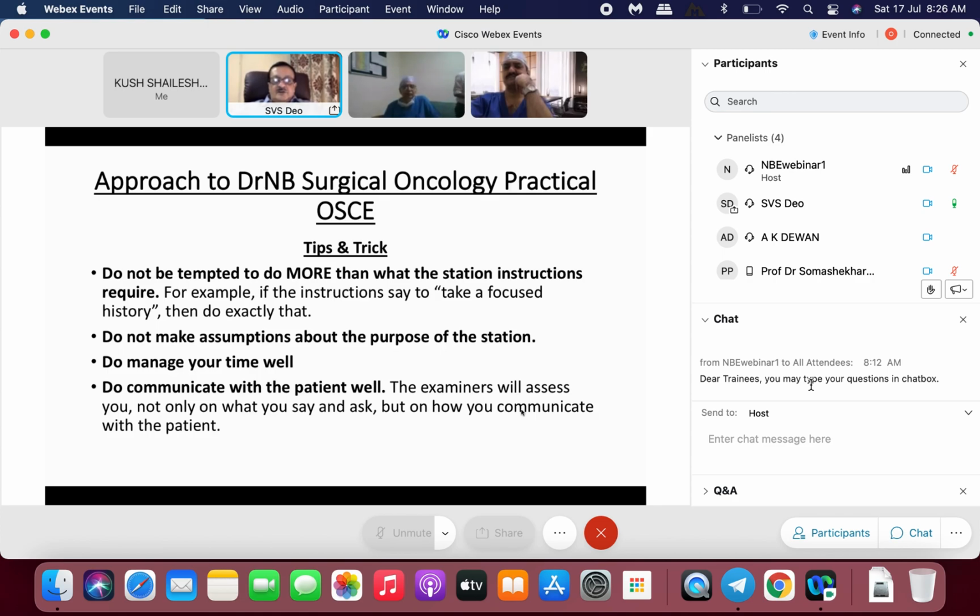Do not make assumptions about the purpose of the stations. "I thought it is because of this." Everything is specific. Just read carefully, understand and answer. Don't make assumptions and presumptions.